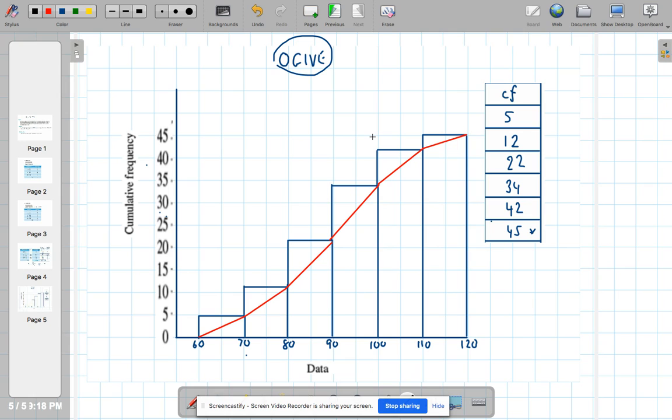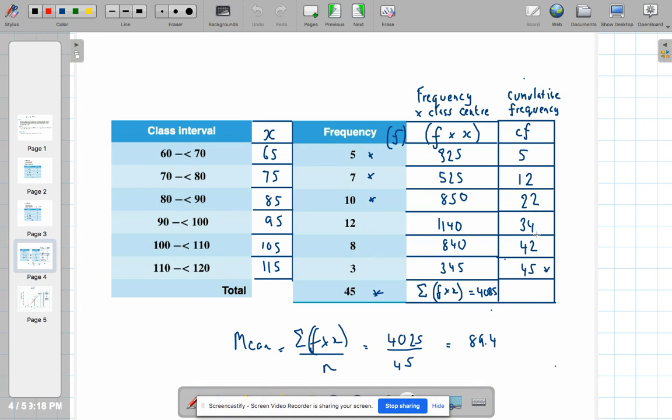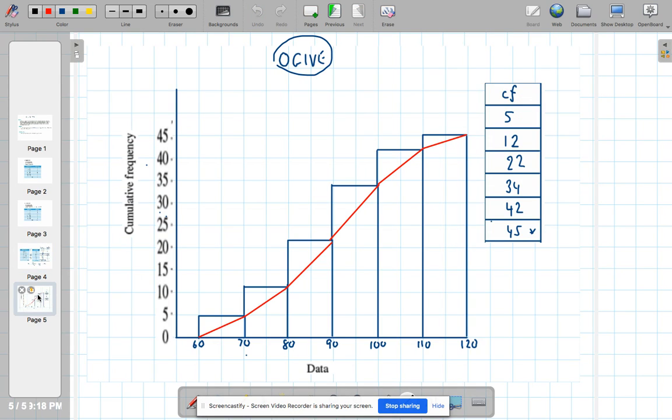Okay, so I've created now my ogive. I've drawn my bar graphs, each group there, 60 to 70, 70 to 80. I've drawn the cumulative frequency, which I got from the table previously, reminding you how I got that. And now I've joined up a line. Now I'm ready to find the median.